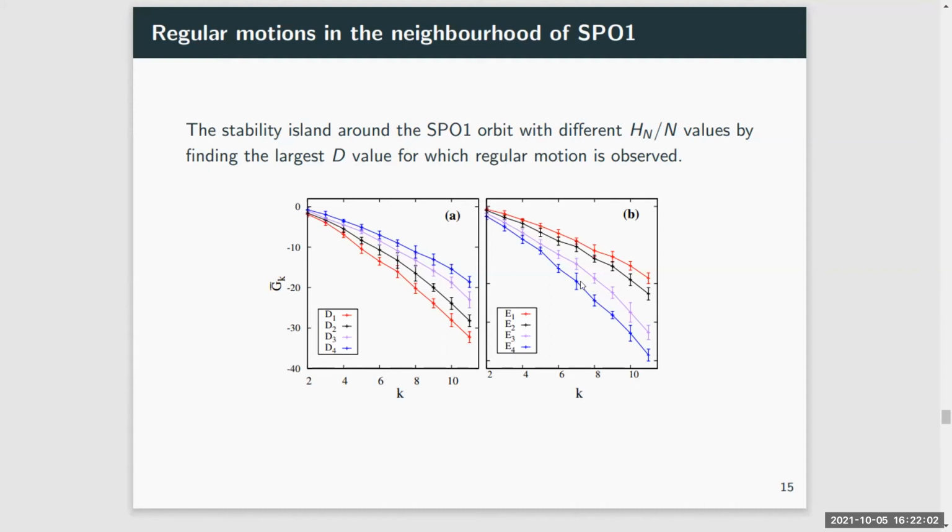So for this case, the asymptotic value of GALI, the smaller one is, as you can see, the red one, and the blue one is the larger energy value. So GALI decreases when we increase the energy.